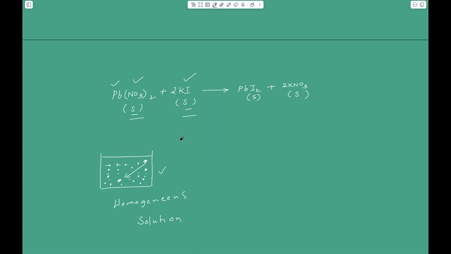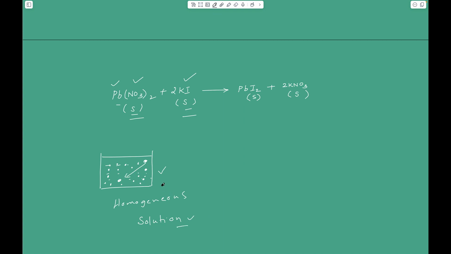Then what is the difference between solid lead nitrate and lead nitrate that is dissolved in water? The only difference being, in solid lead nitrate, the particles are very tightly held in their positions, so they cannot move freely. But in a solution of lead nitrate in water, these particles are free to move in water.